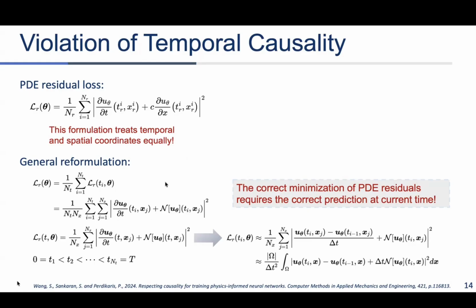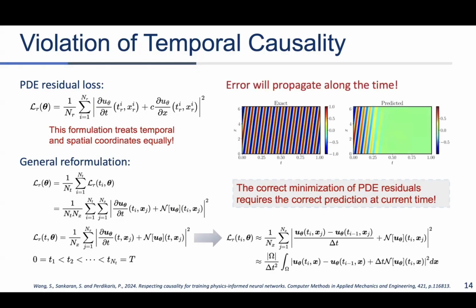This is because PINNs provide a global approximation of the target PDE solution, and any change in the network parameters will change the predictions globally. And this could even happen before we get a good prediction at earlier times. Because of that, PINN training suffers from lots of poor local minima and the error will propagate along time. So that's the issue of temporal causality.